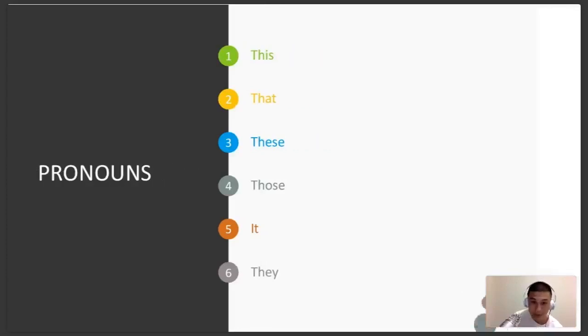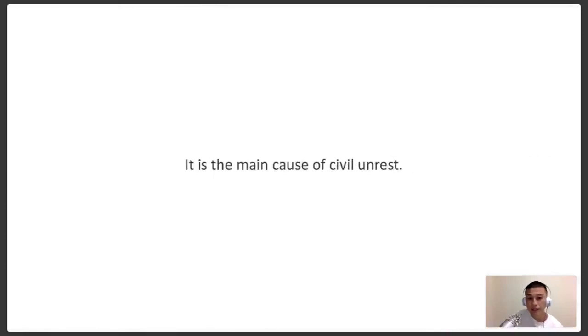So if you take a look at the example sentences, first I'll give you this pronoun. "It is the main cause of civil unrest." Can anybody tell me what "it" refers to? Probably not, because you don't know what "it" is. So once you see that "it" starts off the sentence, stop reading, go to the next one, save time. It cannot come first.